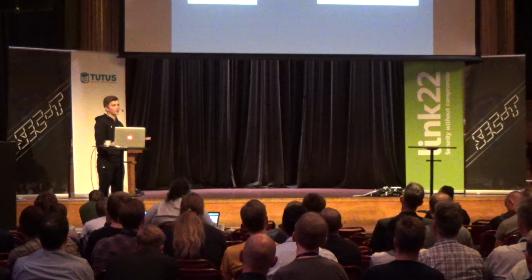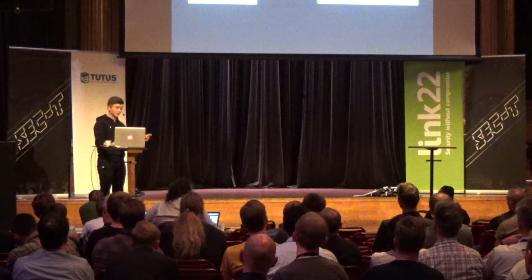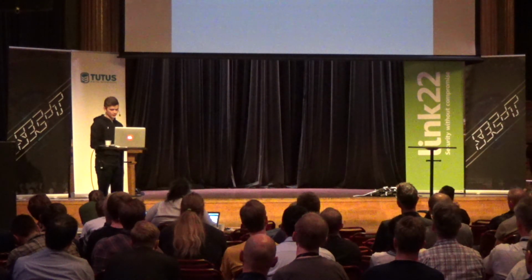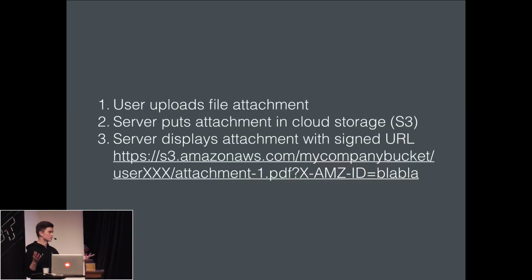And so a common pattern that we saw, which was exploitable, and I will show you, was this. Us or someone as a user would upload a file to the server. The web server will put it in a cloud storage, such as S3, and then because the application doesn't want anyone to read these files, they will link to the files with something called a signed URL.